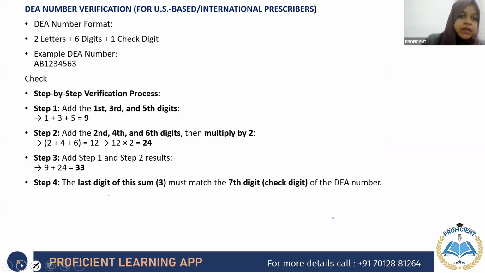Then we talked about the DEA number verification. International prescribers, or those who are US based, have this DEA number. A DEA number usually contains two letters followed by 6 digits, and there is one more digit, which is called the check digit. So in total, two letters followed by 7 digits. Understood?